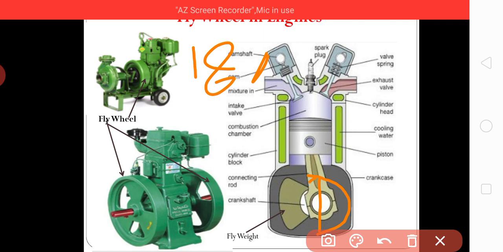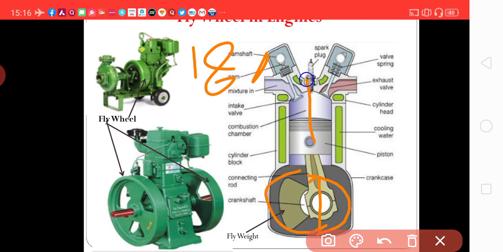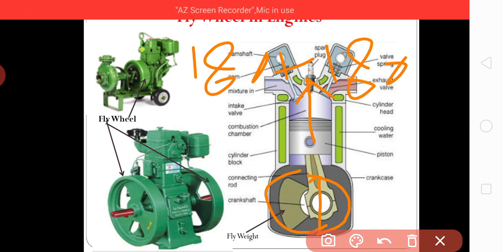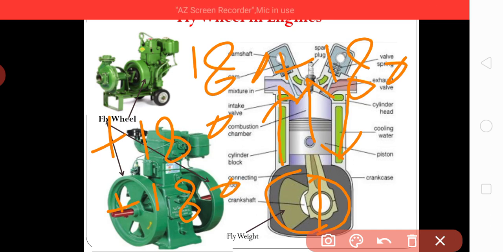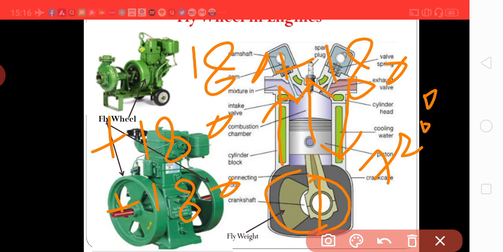Then in the second stroke, the crank is moving like this and the piston is moving upward. This is again plus 180-degree, which means the total is one rotation or 360-degree. Again one more stroke like this downward, then plus 180, and then again one stroke like this, that is plus 180 again. So the total rotation is 720-degree or 2 revolutions to complete one cycle of the piston.